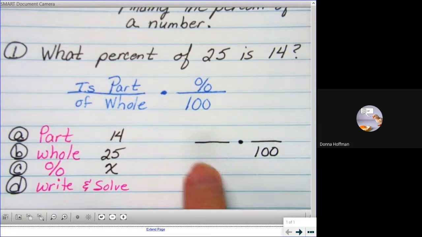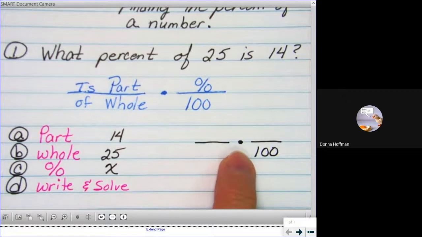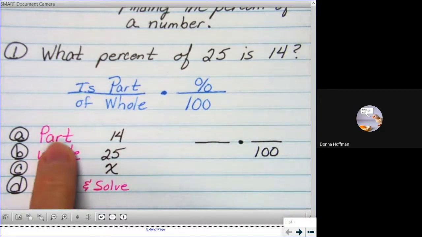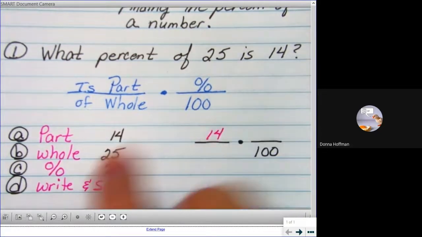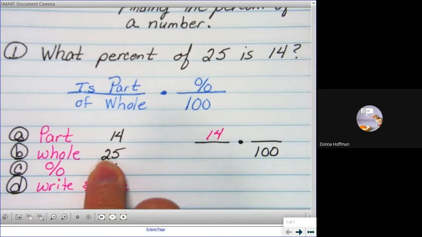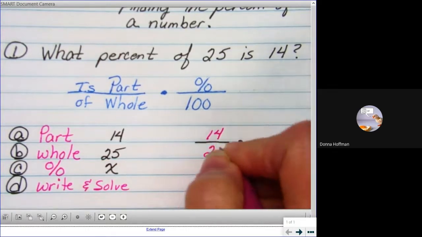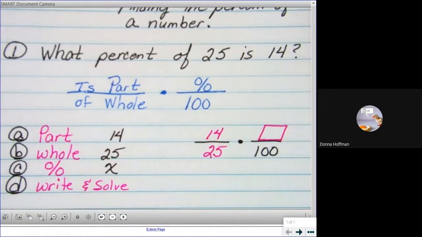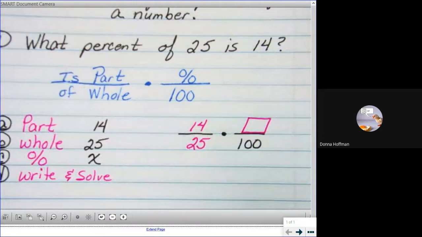You're going to set up your formula, division line, multiplication, division line with 100. The part is where the is. Now that's going to be up here. The whole always goes down the bottom with the of. This time the box is, I don't know what the percent is. See how the box is moving? Once you get that set up, everything else stays the same. Cross multiply, solve for X.